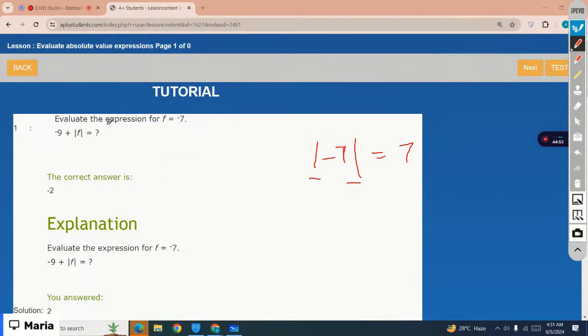Look at the example. You have to evaluate the expression for f equals -7: -9 plus the absolute value of f. Replace f with the value, right? So the absolute value of -7 is 7, and -9 plus 7 is -2. So the correct option is -2. Got it?